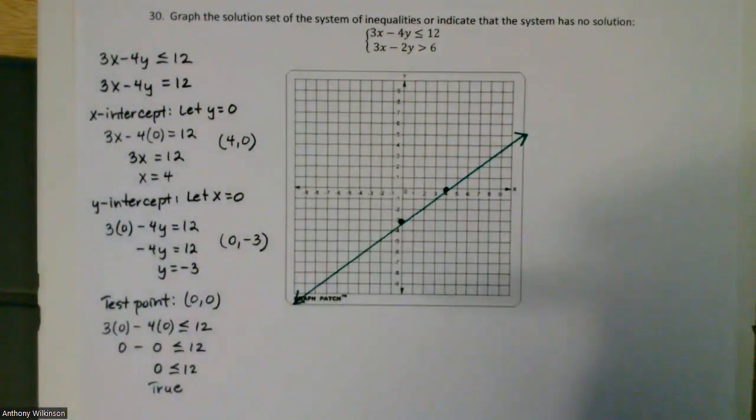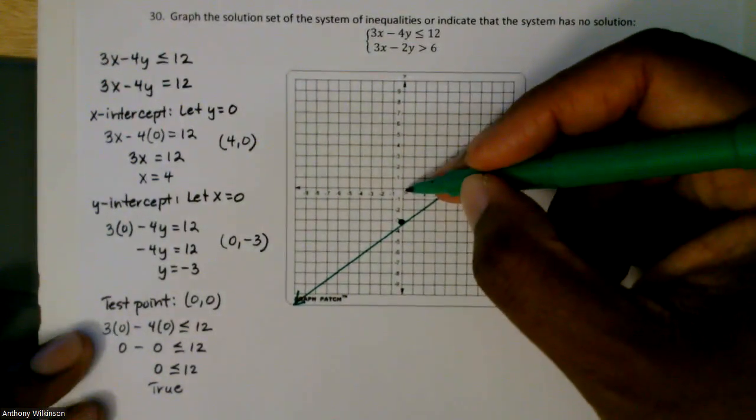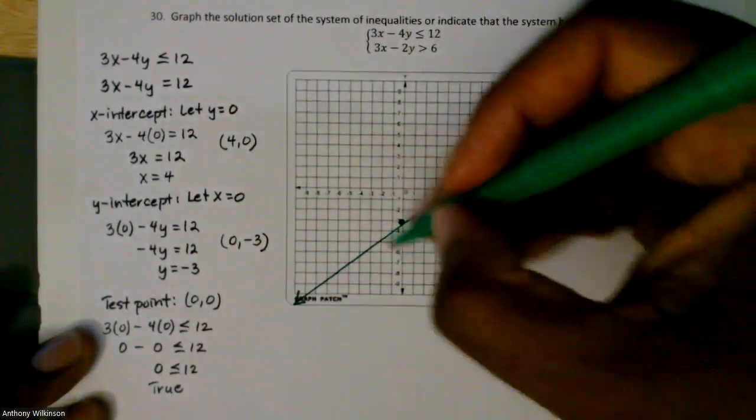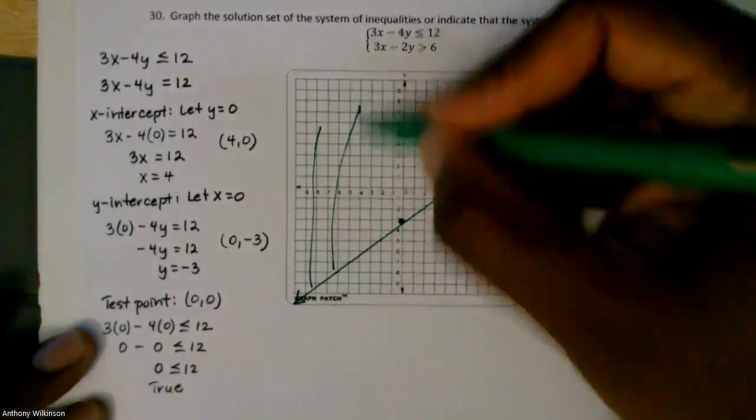So that means I'm going to shade the region that contains this test point 0, 0. That would be this region above it. I'm just going to do this.